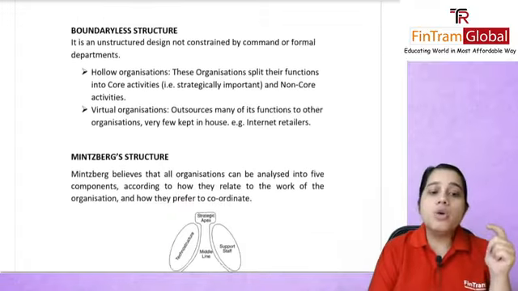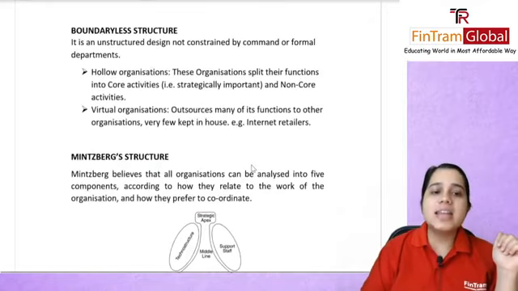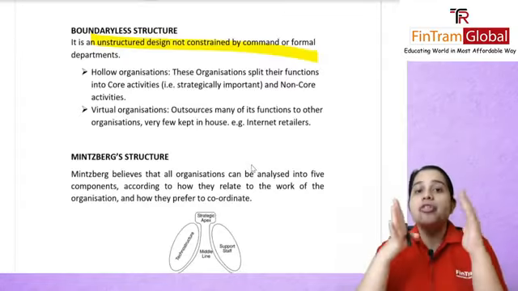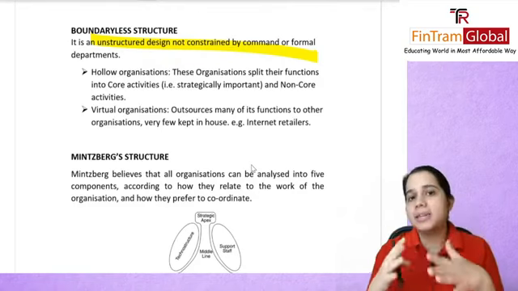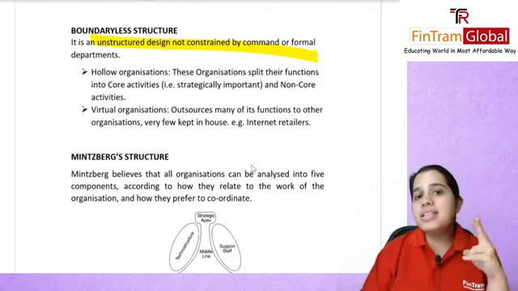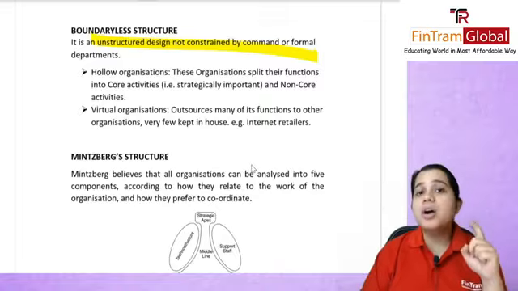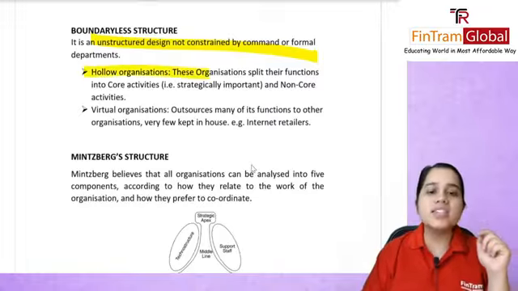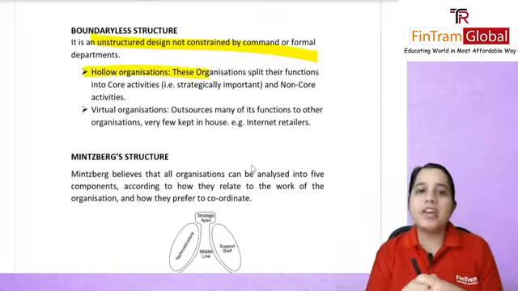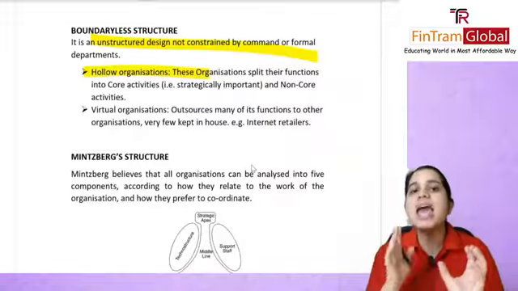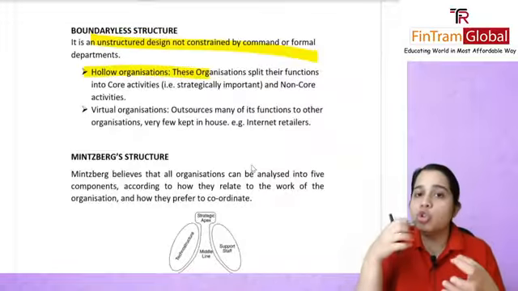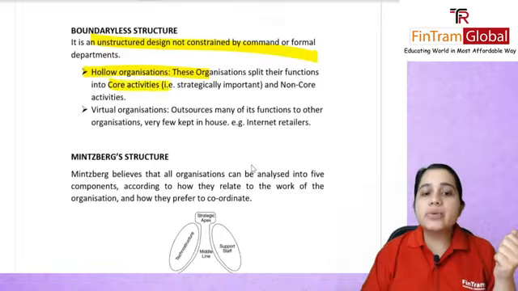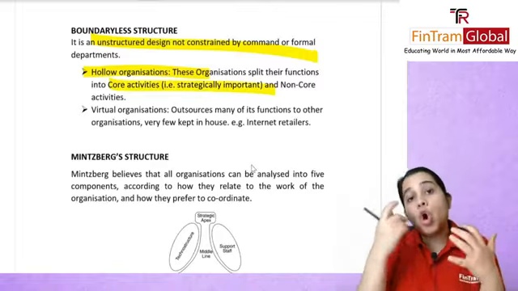Then we also talked about boundaryless structure. Now, it is an unstructured design that is not constrained by any sort of fixed form; this will come under that. It's boundaryless. Here we talked about two types of organization, if you remember: hollow organizations and virtual organizations. So hollow organizations, what did they do? They split their functions into core activities and non-core activities. The non-core activities are something that they would probably outsource. So your core activities are strategically important, and then you have your non-core activities.